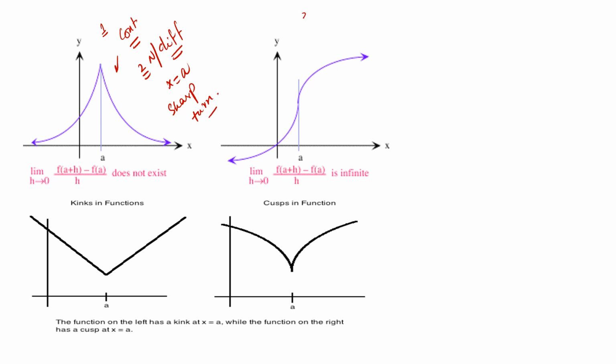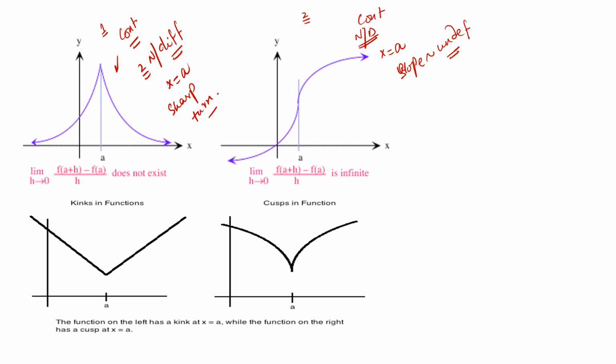In graph number 2, you can say that the function is continuous, but the function is not differentiable. Why? Because at x equals a, the slope of the tangent line is undefined. So that's why the function is not differentiable.